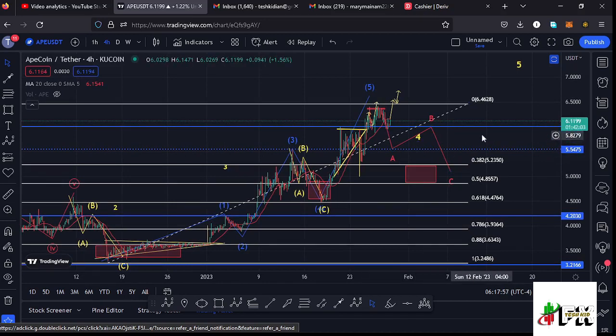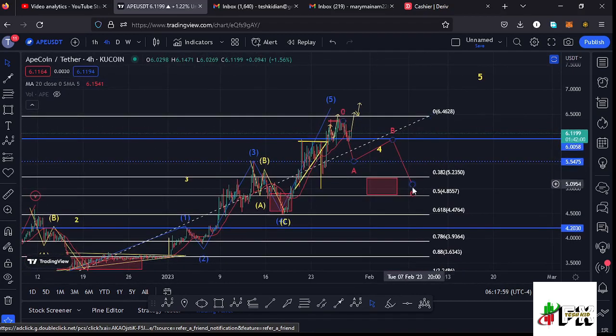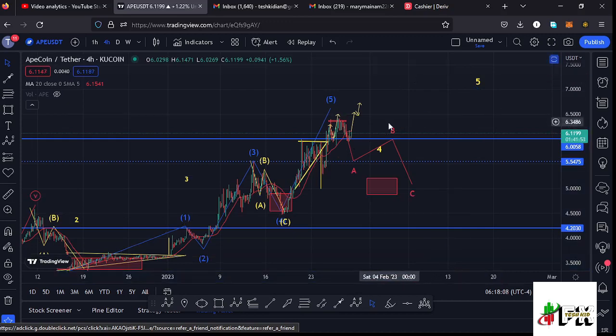And that would be another perfect entry into Apecoin, so that we can be able to ride another bounce to the upside in the formation of these larger Elliott wave count 5 to the upside. So that is what I'm expecting here on the short-term scenarios.